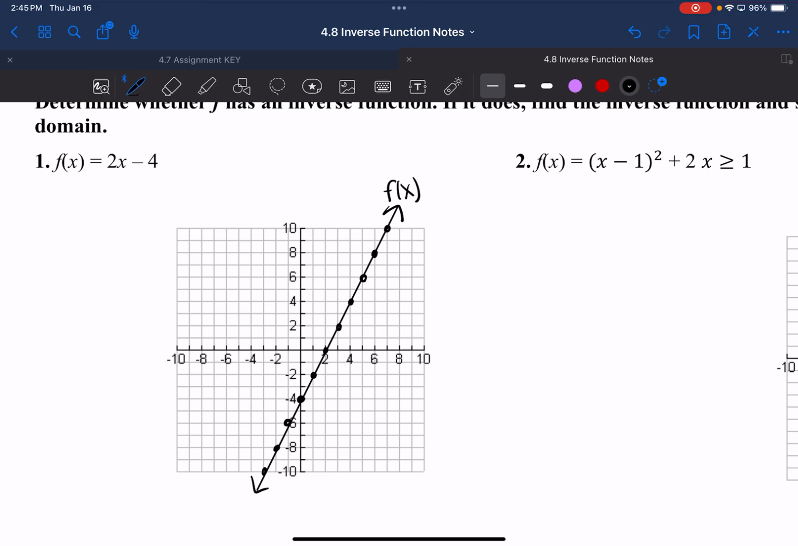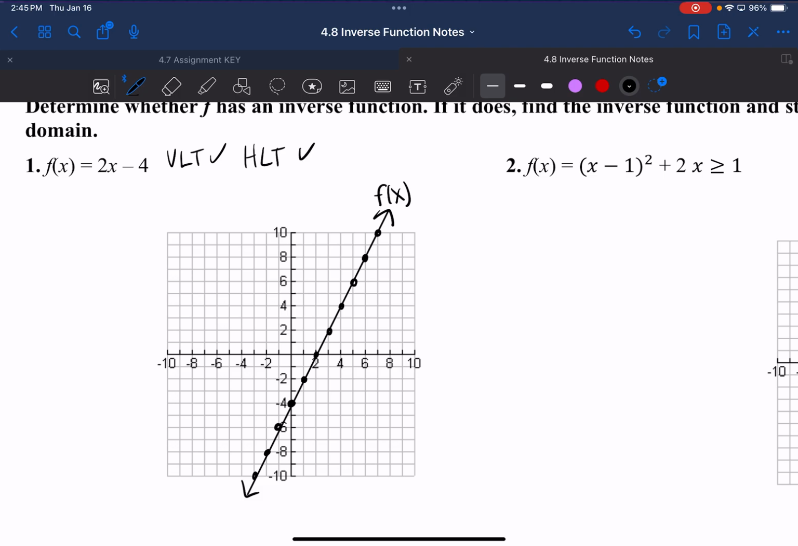So what do you guys think? Does it pass the vertical line test? Yes. Does it pass the horizontal line test? Yes, so it is 1 to 1. So you guys think it's going to have an inverse? Yes. Okay, so since we said yes, we now are expected to find that inverse function.